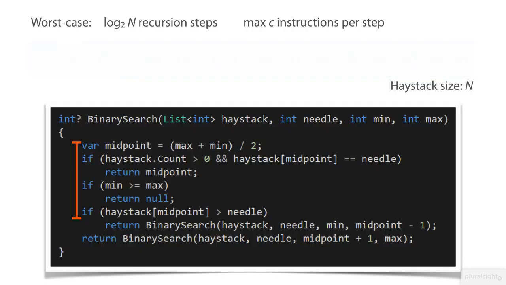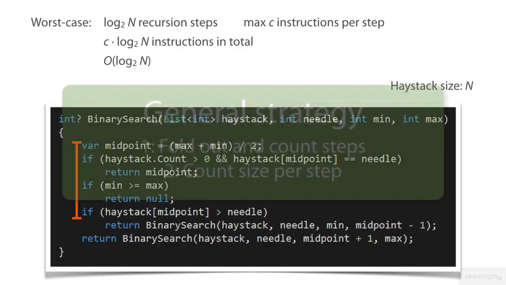This gives C times log n instructions in total, and since we can easily find an upper bound for this expression, for example by multiplying with C plus 1 instead of C, we can now say that the worst case complexity is big O of log n.